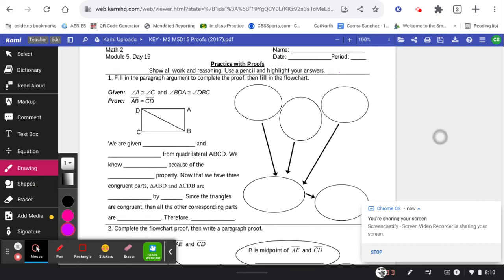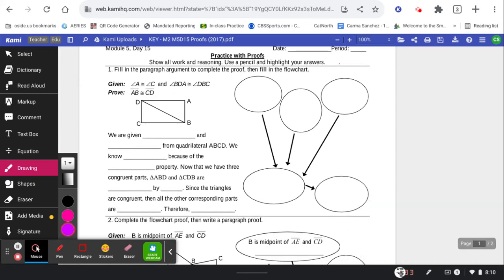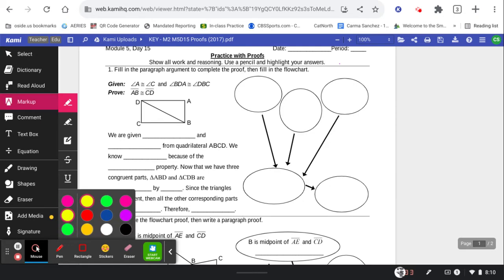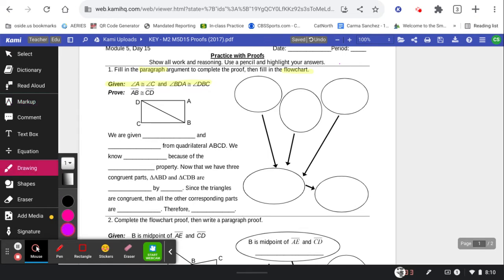All right, we're looking at this proof for homework, and it's giving us the following. Remember that we're going to always start with the givens and then go from there to see what we have. This time you're doing a paragraph proof, and we're talking about this new one called a flow chart or diagram proof. So let's go see what we would start with.